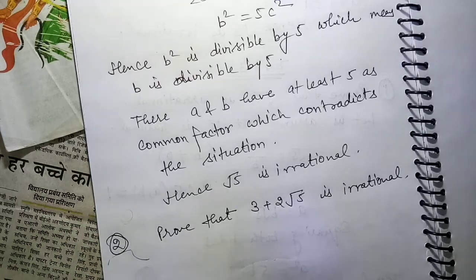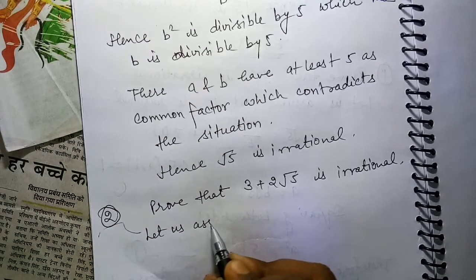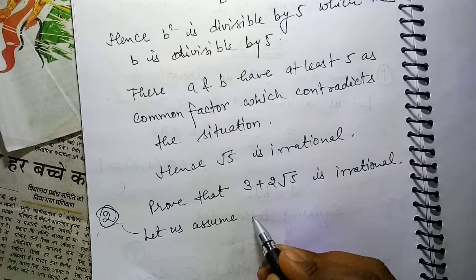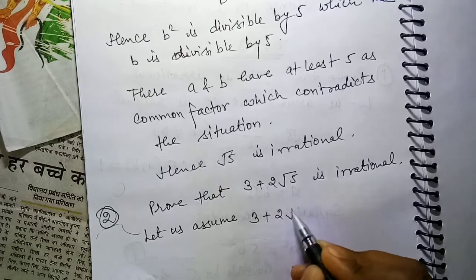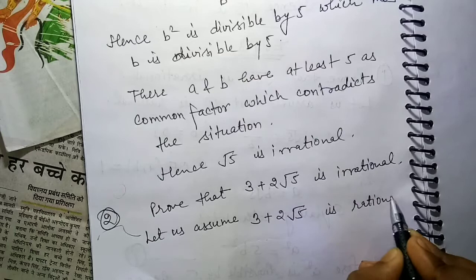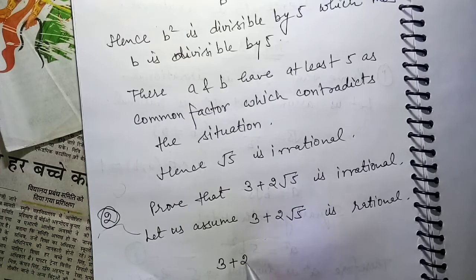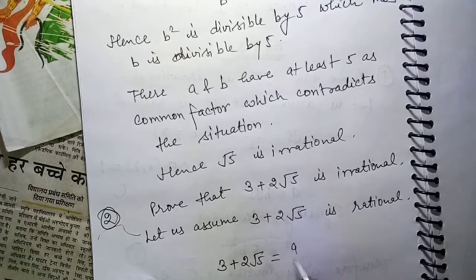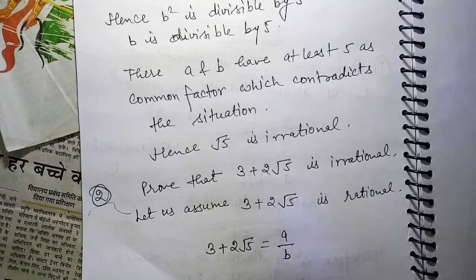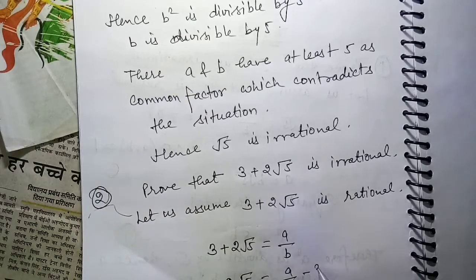Now, what do we have to do? Adopt the same contradiction method. Let us assume 3 plus 2√5 is rational. So we can write 3 plus 2√5 equal to a upon b, or 2√5 equal to a upon b minus 3.